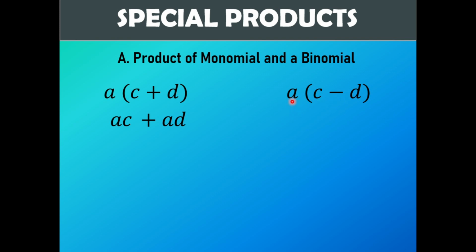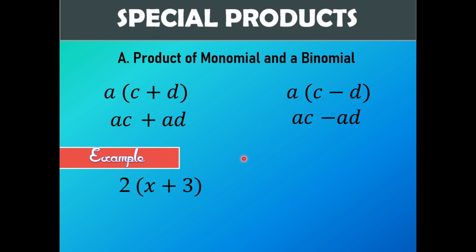A times C is AC. A times negative D is minus AD. So let's have an example. 2 times quantity x plus 3. Using the distributive property, multiply 2 to each of the terms inside the parentheses. So 2 times x will give us 2x, and 2 times positive 3 is positive 6. So our final answer is 2x plus 6.